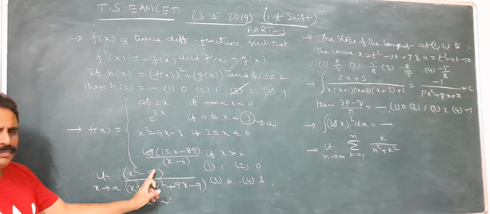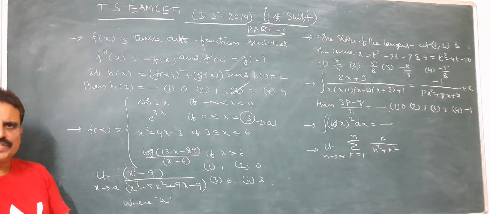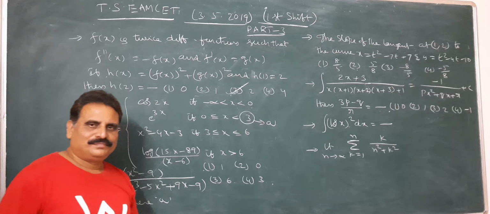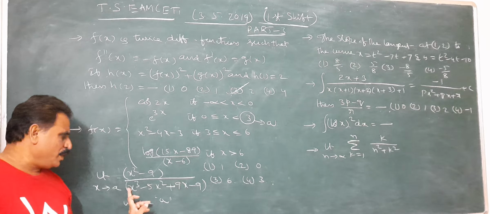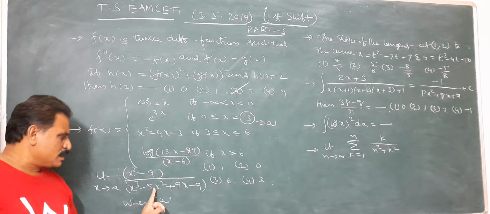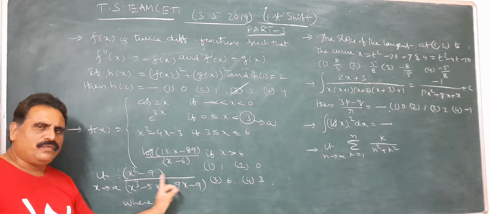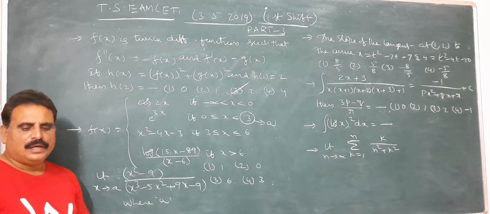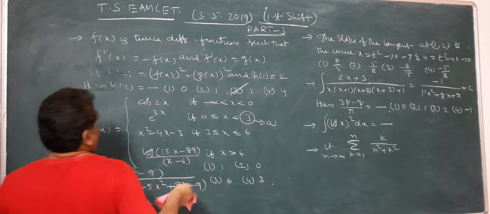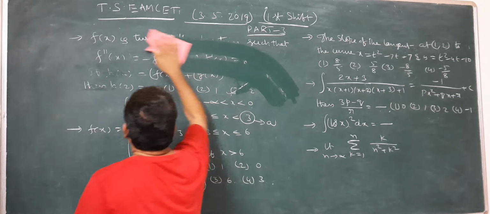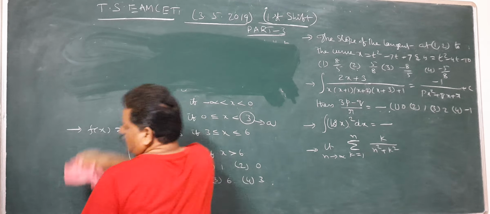If you substitute 3 here, what happened? 9 minus 9, 0. The denominator also: 27, here 27, 54, minus 5 into 9, 45, minus 9, minus 54. 54 minus 54, 0. So 0 by 0. So by L'Hospital rule we can easily identify the answer. How to get that answer?